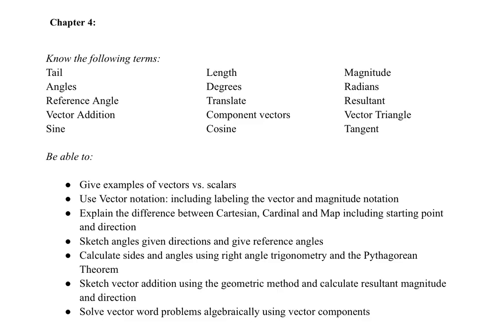Chapter 4. Again, these should all be on your handouts, but you have your terms that you need to know. Examples of vectors and scalars, again, as mentioned in this chapter, vector notation, labeling it. We also did our mapping, Cartesian, which is your coordinate plane, your cardinal, which is like north of west, and your map, which is like your true north or your bearings. Calculate sides of the triangle with right angle trigonometry, Pythagorean theorem.